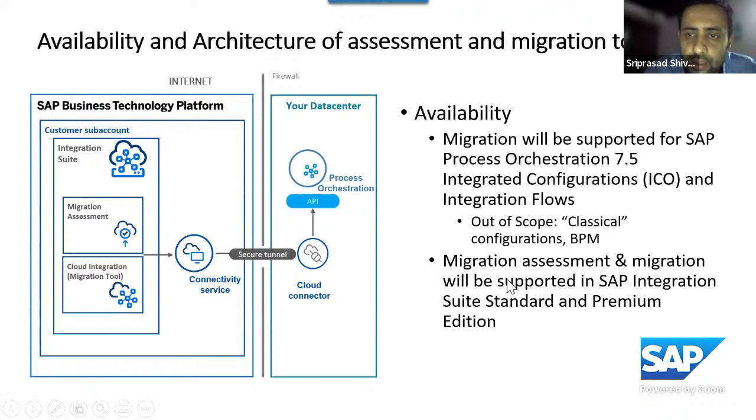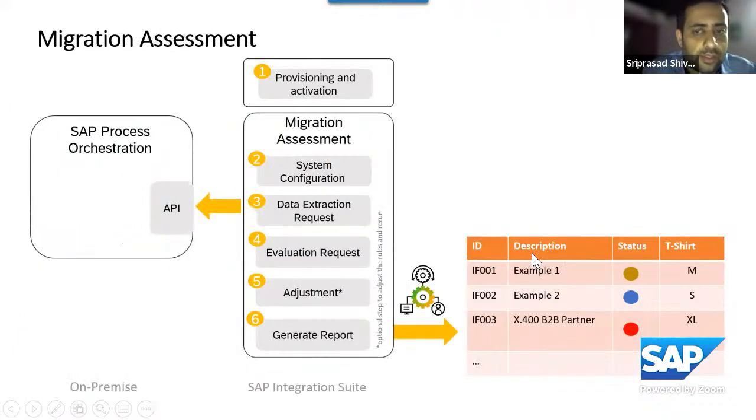Okay, and from a licensing perspective, this would be available on both the standard edition and premium edition of the integration suite, and also on the free tier. Okay, so this is how the whole assessment looks. And we will be using a cloud connector to pull the data from the process orchestration. And from a migration assessment tool perspective, the first step would be provisioning and activation.